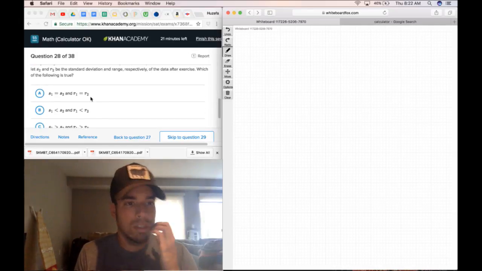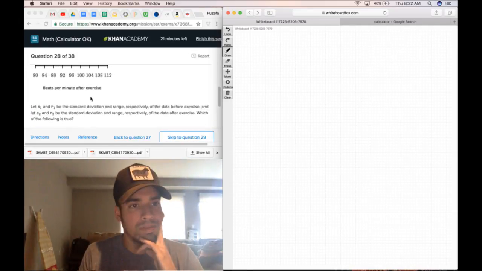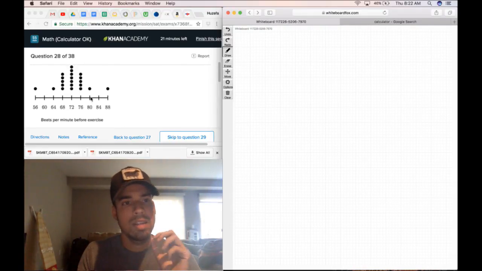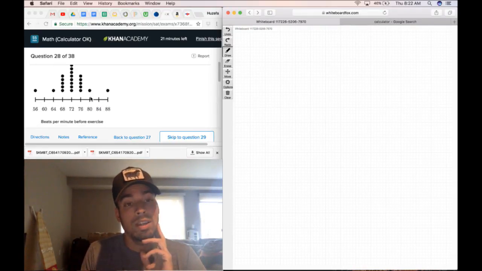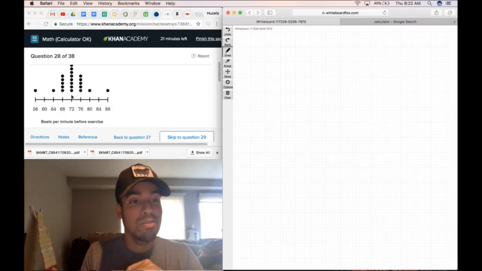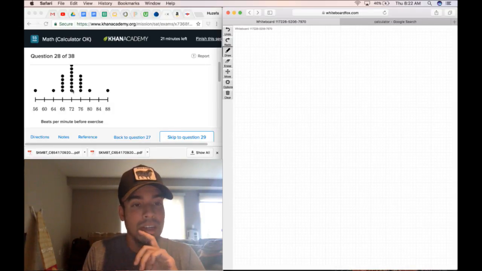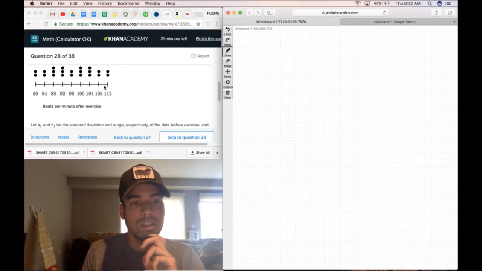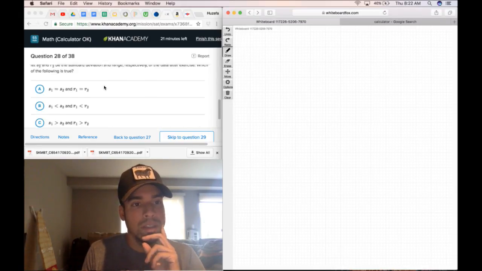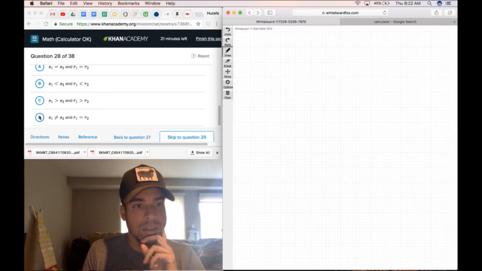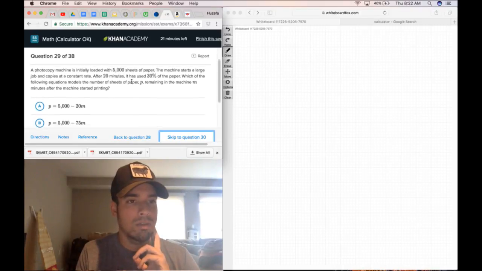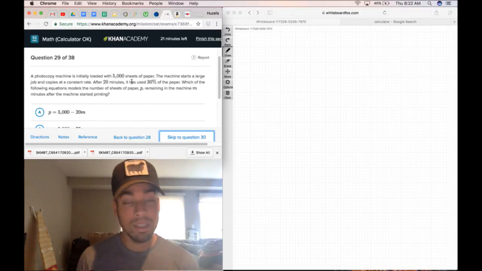So the question is, does S1 equal S2? And we're talking about standard deviation. Standard deviation is just how spread out the data is. We don't have to actually calculate the standard deviation because that would take forever. But look, clearly the standard deviation is not equal here. It's much more clumped together here, and the data is much more spread out here. So I'm going with D. And we'll double check if that is incorrect. We'll look a little bit more deeply. Maybe they did calculate it. I doubt it.